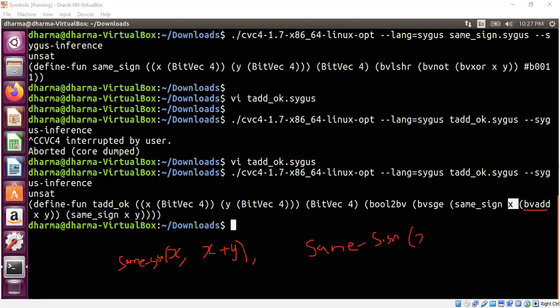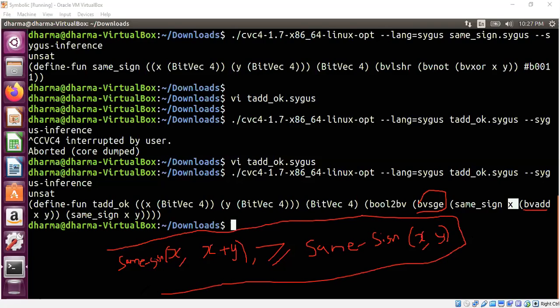So what is the next thing we are doing? Remember, the same sign function returns 0 or 1. It returns 0 when they are not the same sign, and it returns 1 when they are the same sign. So we take these 2 values, each could be 0 or 1, and then we do a bit greater than or equal to, checking whether this is greater than or equal to this. Why would this be good enough for us to decide whether 2 numbers x and y can be added safely? Let's consider a few scenarios.